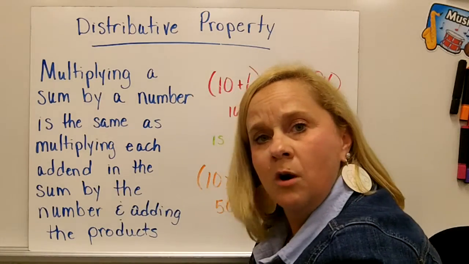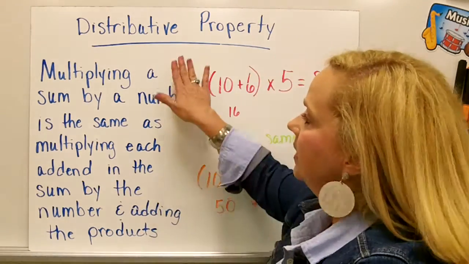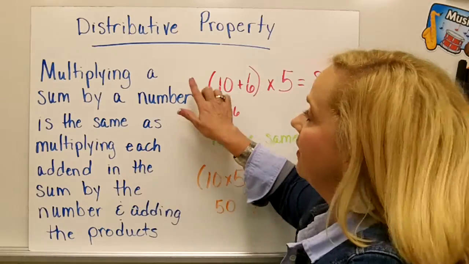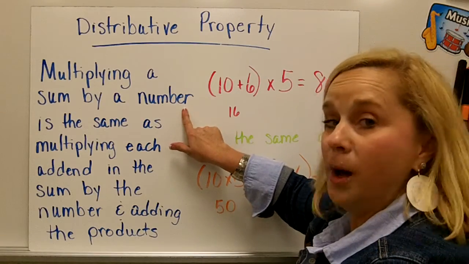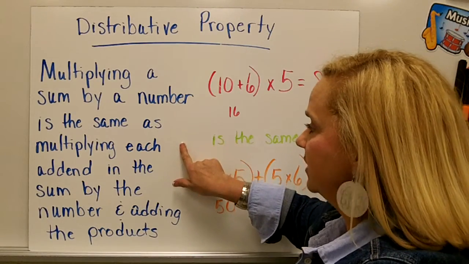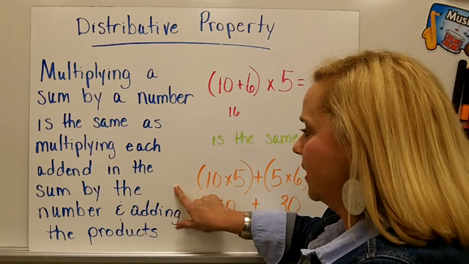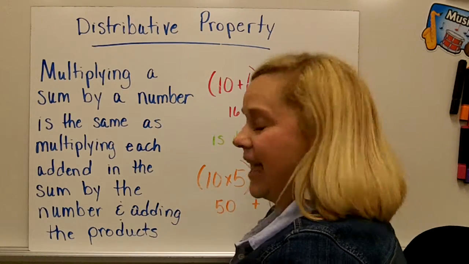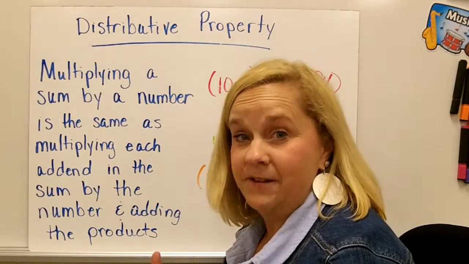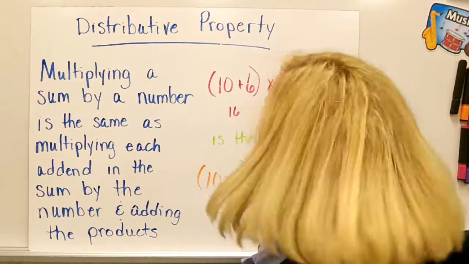All right, we're going to also work on distributive property in class, and my definition here that I need you to have is multiplying a sum by a number is the same as multiplying each add-in in the sum by the number and adding the products. A really long definition, I know, but let me show you some examples.